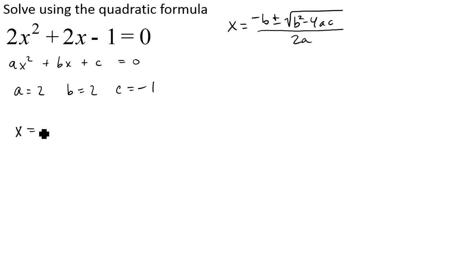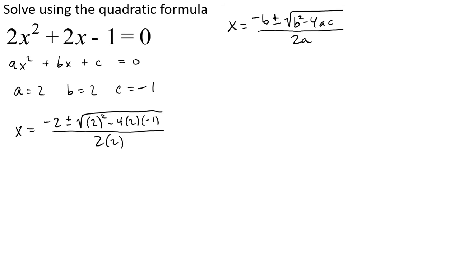So x equals negative b, so that's negative 2, plus or minus the square root of b squared. We want to be careful with that when we're plugging it in. You stick it in parentheses, that would be helpful, especially if b is negative. Minus 4 times a times c, and all of that's over 2a.